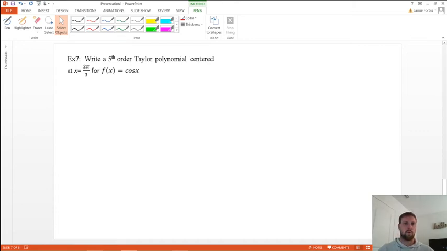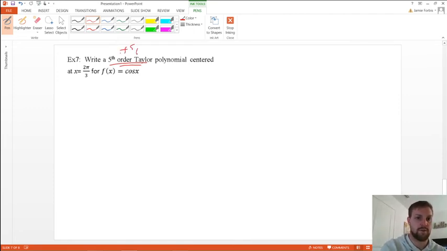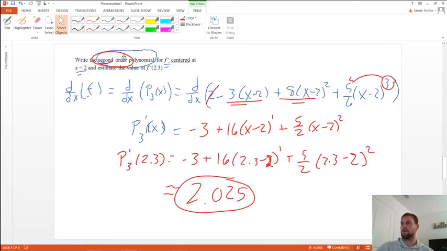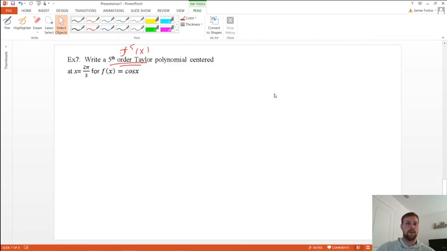So we're writing a fifth order Taylor polynomial. So that's up to the fifth derivative. Centered at x equals 2 pi over 3 for f of x equals cosine of x. So no longer is the center at 0. It's now at x equals 2 pi over 3.